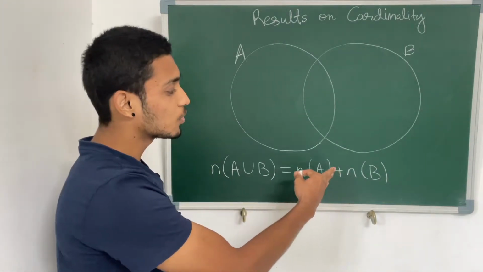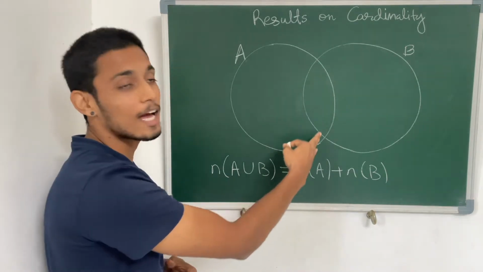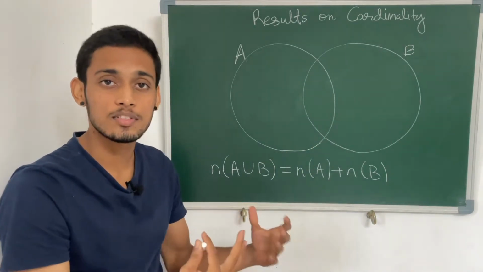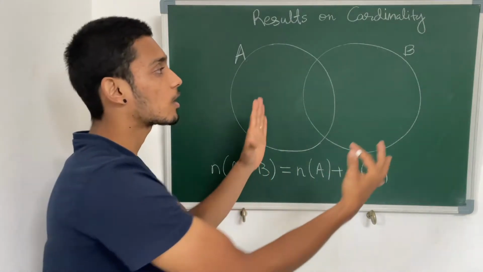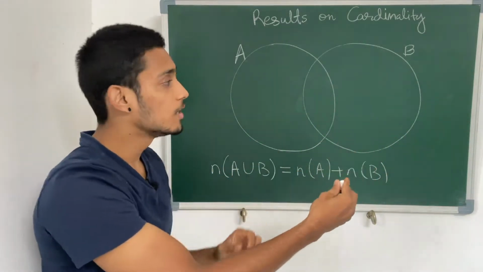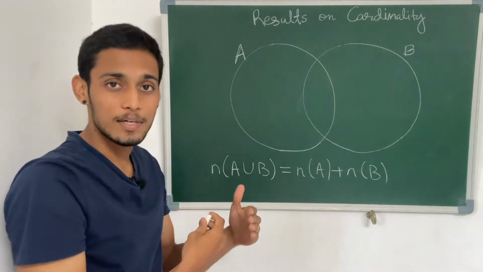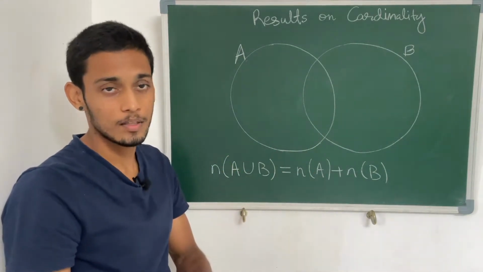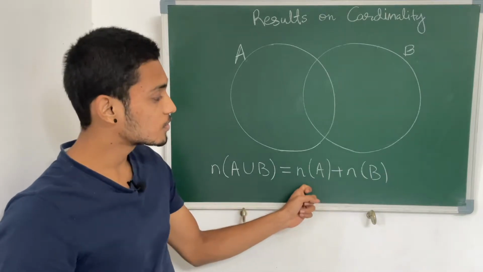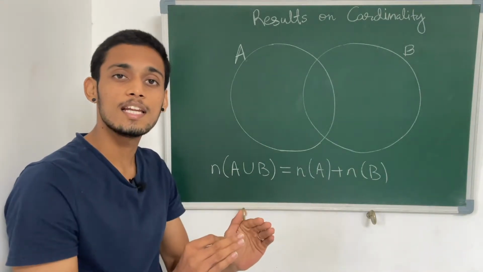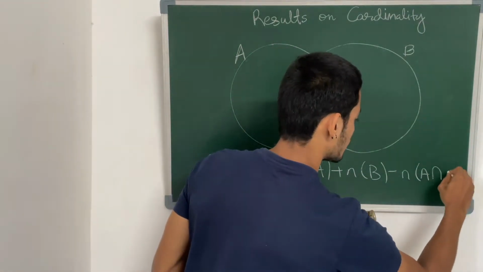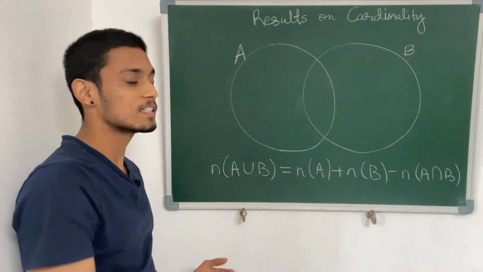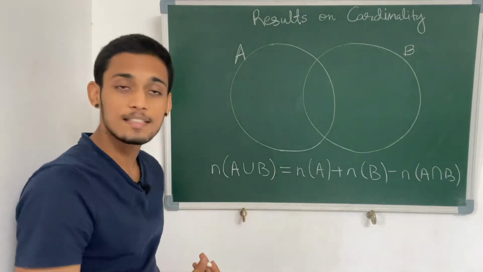We know that there is an intersection happening, that there is a possibility of some common elements. So if you count the number of elements in A and then you count the number of elements in B, you are counting the intersecting elements, that is the common elements, twice. So the union is not just this, we also have to remove the elements which we counted twice. So whatever elements are there in the intersection, we remove them. So this is the result that we get.